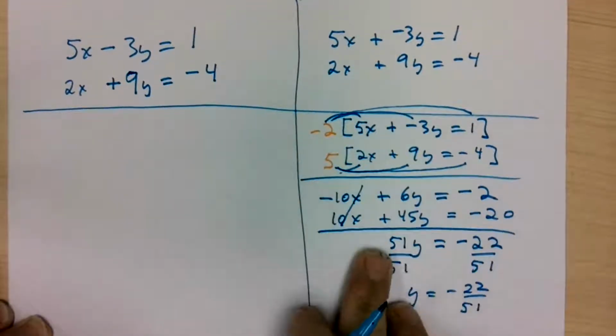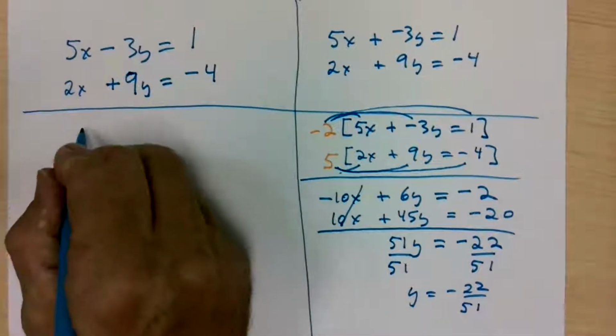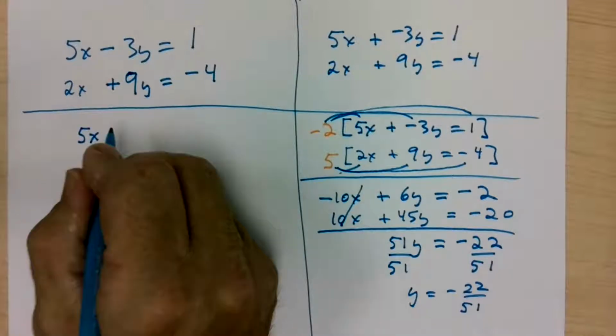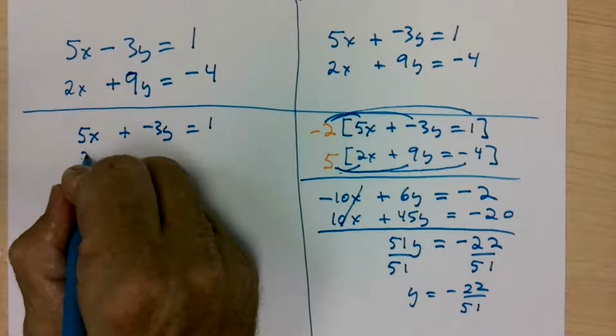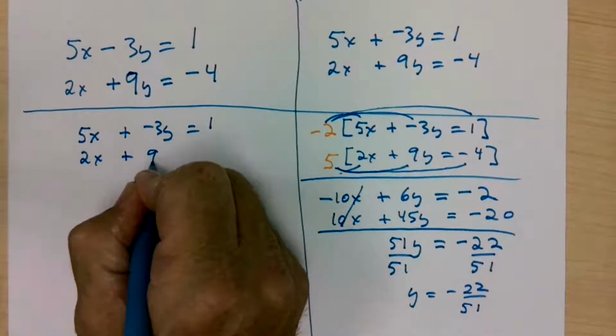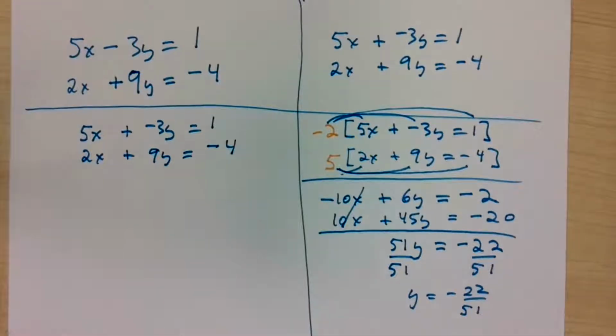I eliminated the x's here. I'm going to eliminate the y's on my second version of this. So let me copy it down again. 5x plus -3y equals 1. 2x plus 9y equals -4. Copying down the question properly is one of the biggest challenges here.